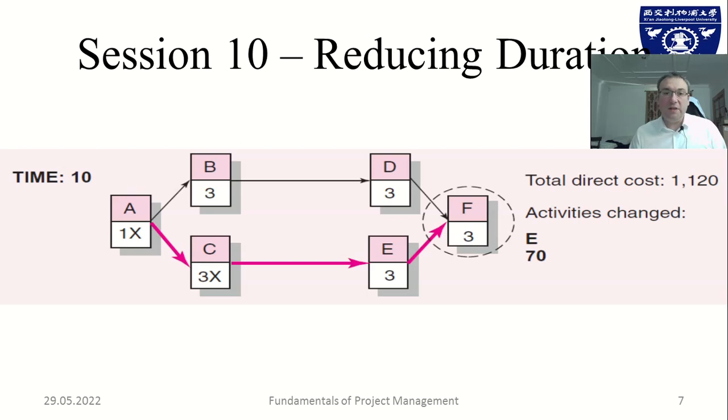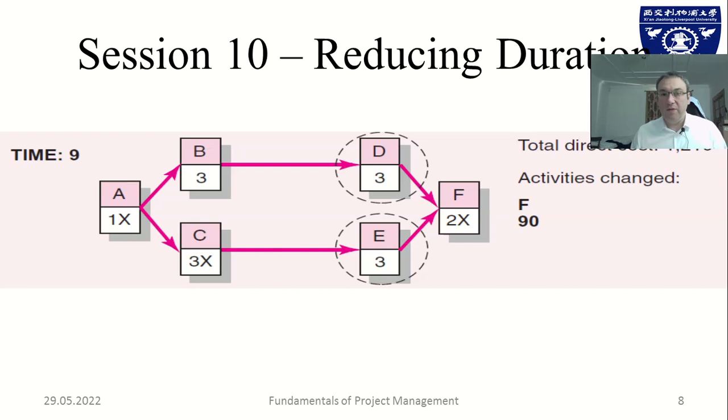So now we see we need to crash either E on the critical path at the bottom or B and D at the top to achieve a 1-day reduction. Alternatively, we can crash F for another reduction, and F is on both critical paths as the end point. Obviously, we are going to crash F for a cost of 90 with corresponding total direct costs of over 1,200 now.